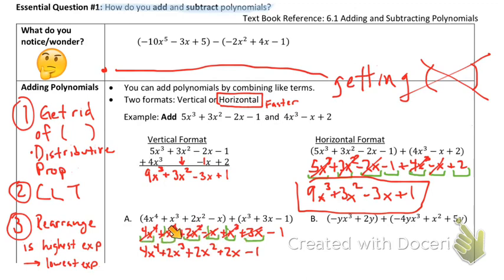So this guy is already in the proper order because it's power of 4, power of 3, power of 2, power of 1, and then the constant. So we are all set here. And this would be your final answer.